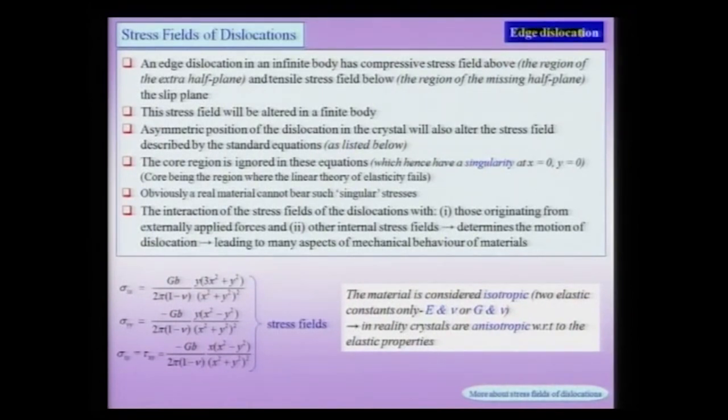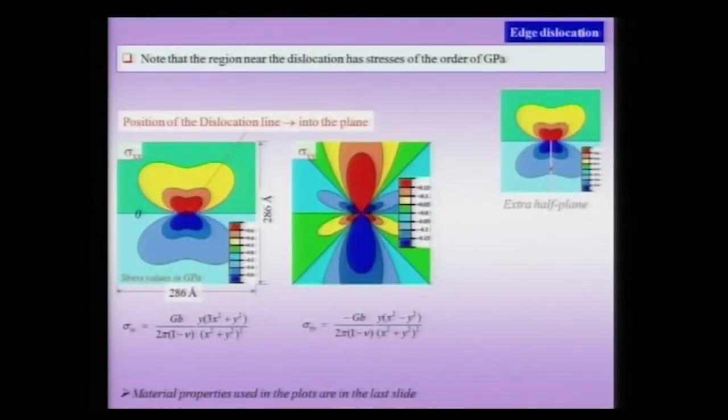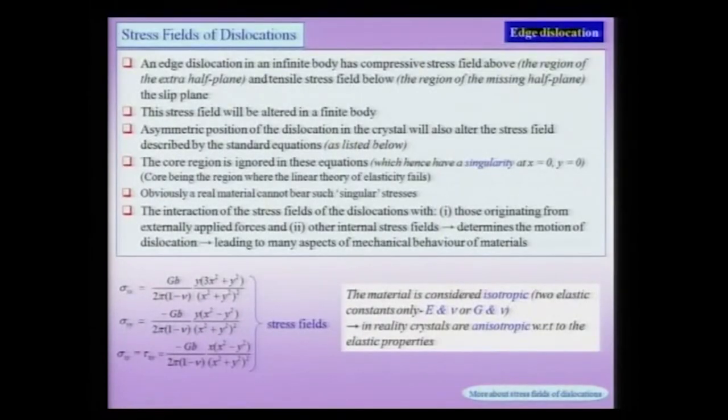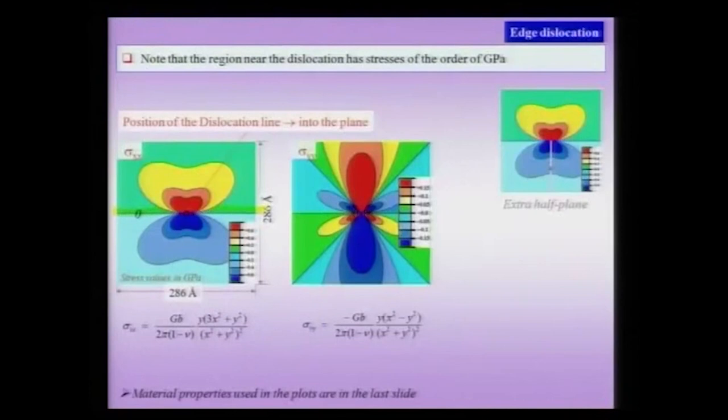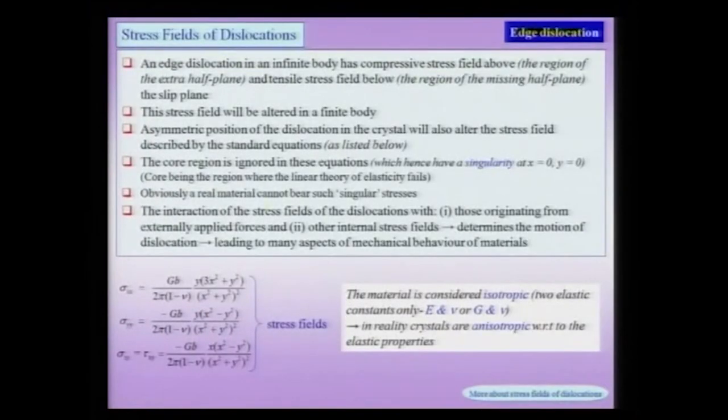So, in an infinite body, I can identify a mid plane. For instance, in this diagram, this is my mid plane. With reference to this diagram, there are compressive stress fields on one side of the mid plane, and there are tensile stress fields on the other side of the mid plane. And this continues to semi infinity. So, this is how the stress fields are in an edge dislocation in an infinite body.